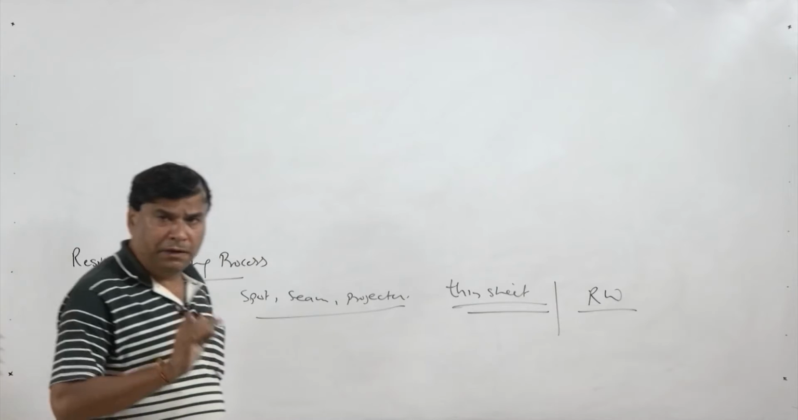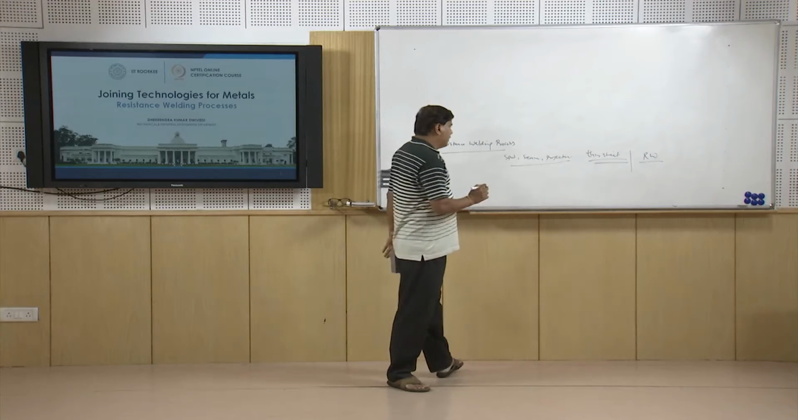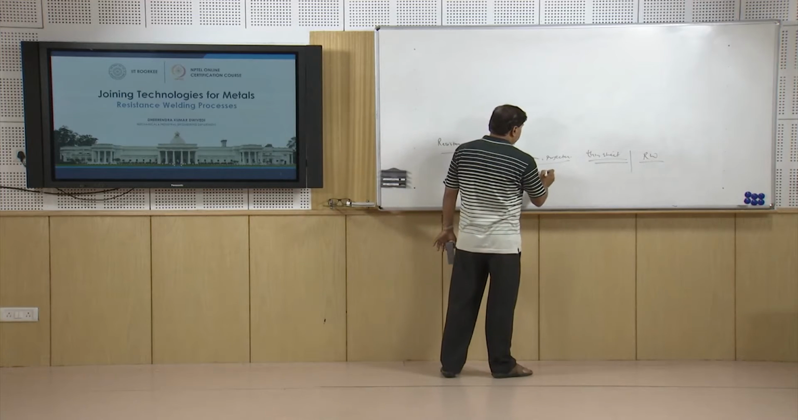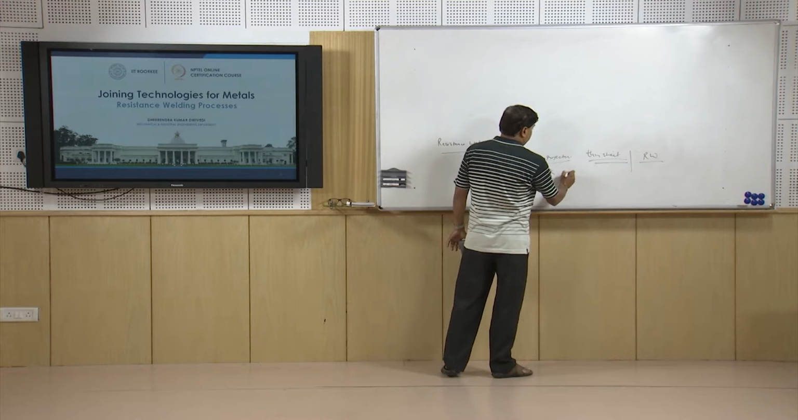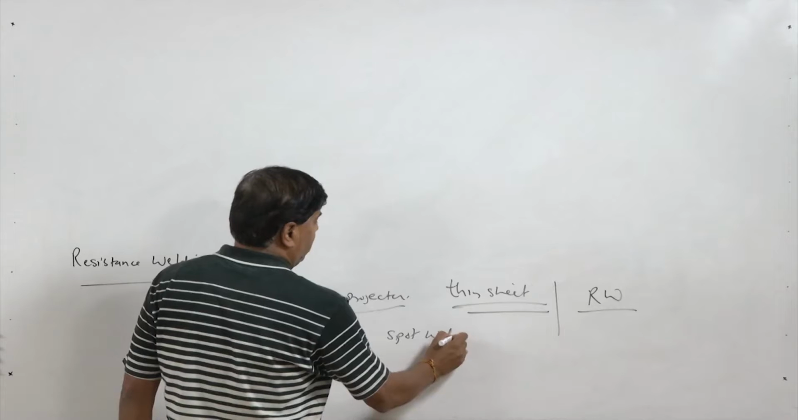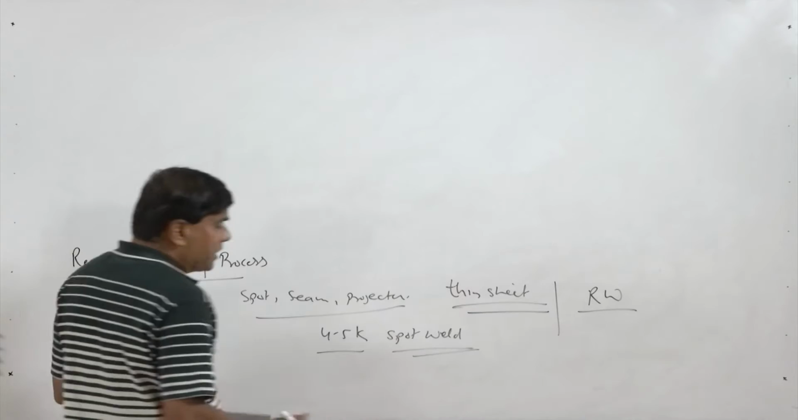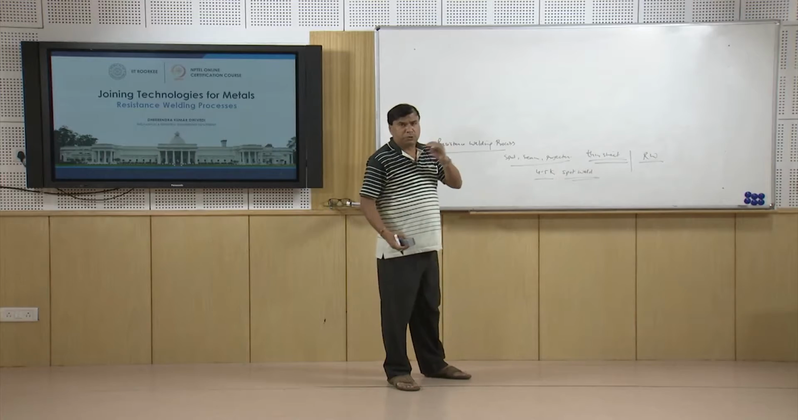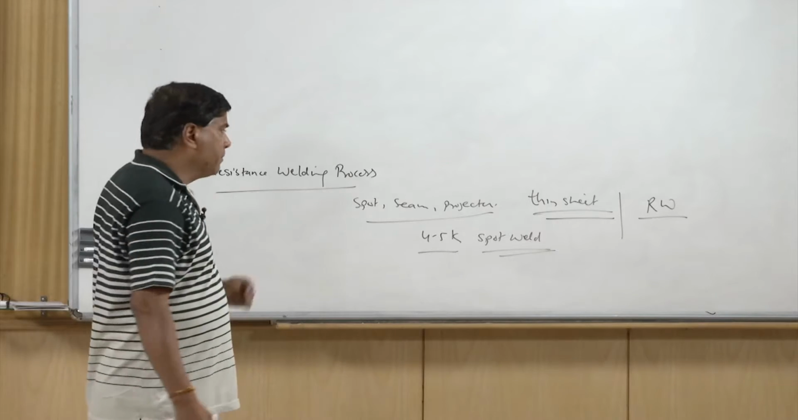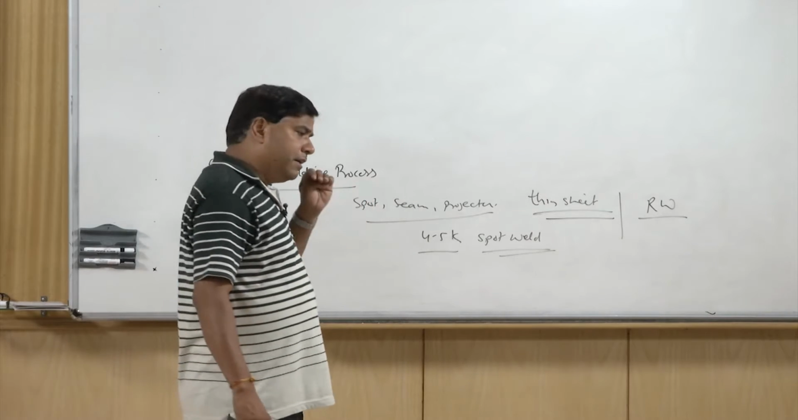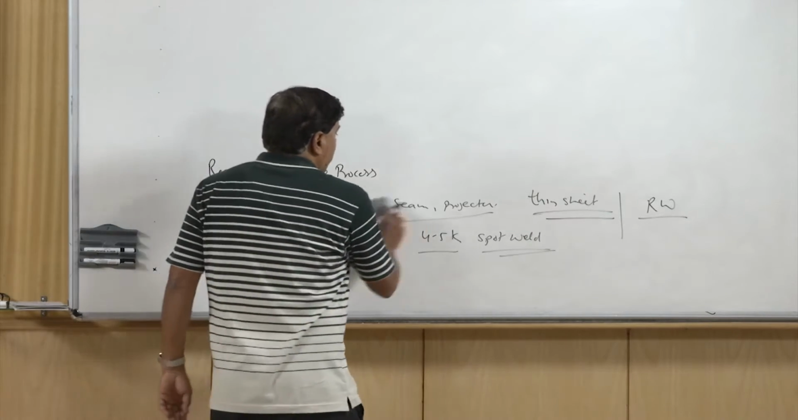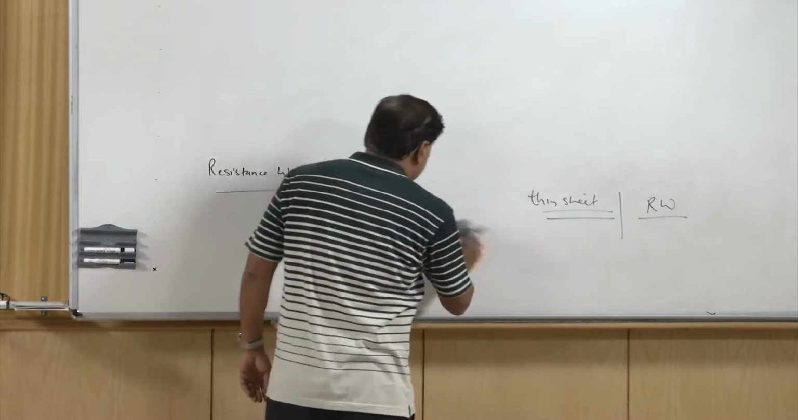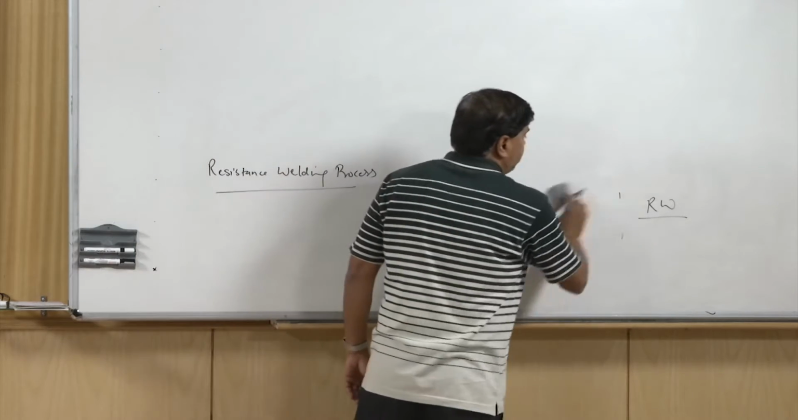For example, in one typical car about 4 to 5,000 spot welds are made. So, it is such a large volume of spots which are needed to join the different members in a typical automotive car, and mostly these are used for joining thin sheets.